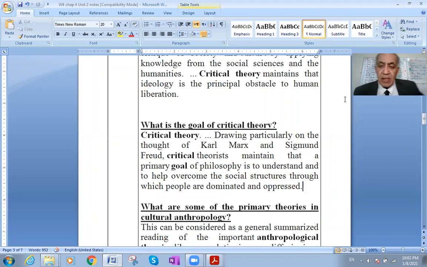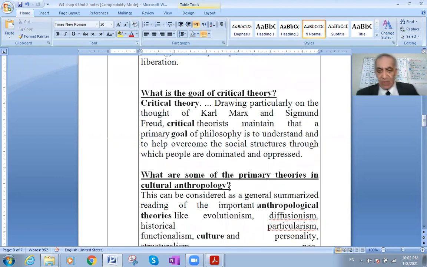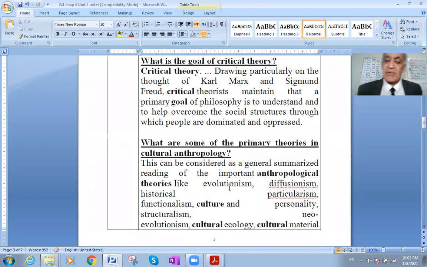Well, critical theory, drawing particularly on the thoughts of Karl Marx and Sigmund Freud, like we said before, maintains that the primary goal of philosophy is to understand and to help overcome the social structures through which people are dominated and oppressed. Okay, let's go to the next question.